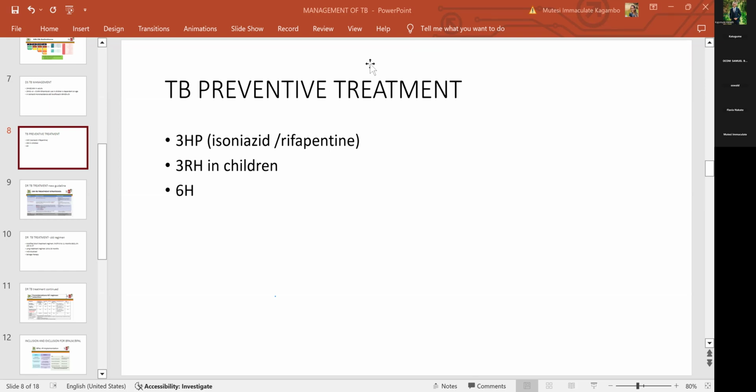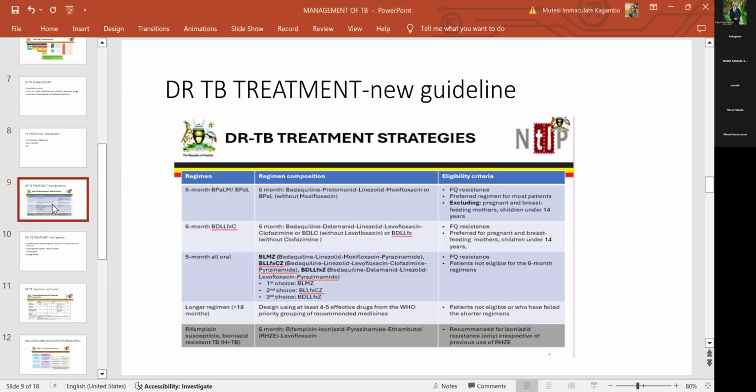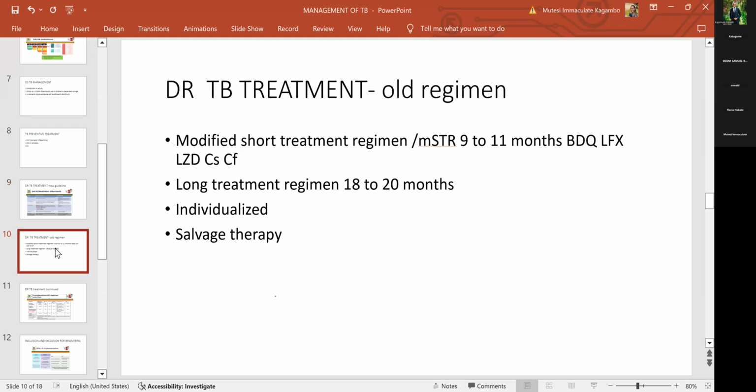Let us go to the next. We are done with latent TB. Next slide. So yeah, let's go to DRTB. DRTB is drug-resistant TB treatment. Now, last year, the guideline for treating drug-resistant TB changed.